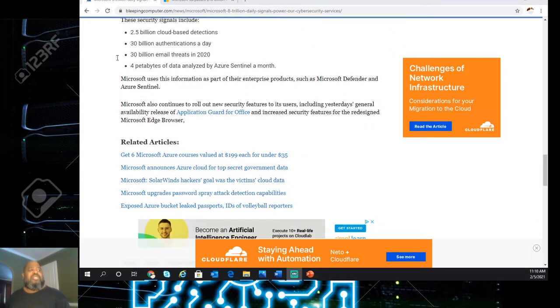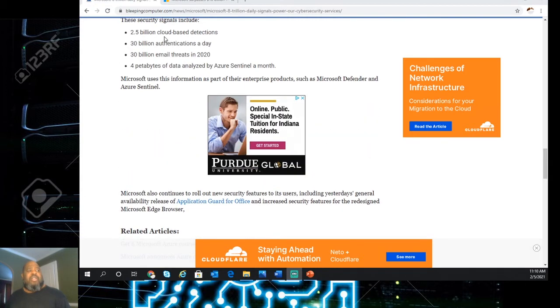The security signals include 2.5 billion cloud detections, 30 billion authentications a day, 30 billion email threats in 2020, and 4 petabytes of data analyzed by Azure Sentinel a month. Microsoft uses this information as part of their enterprise products, such as Microsoft Defender and Azure Sentinel.